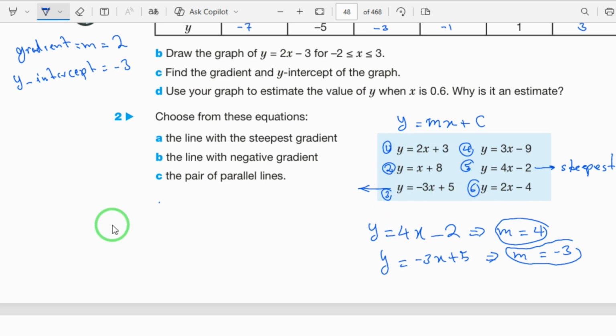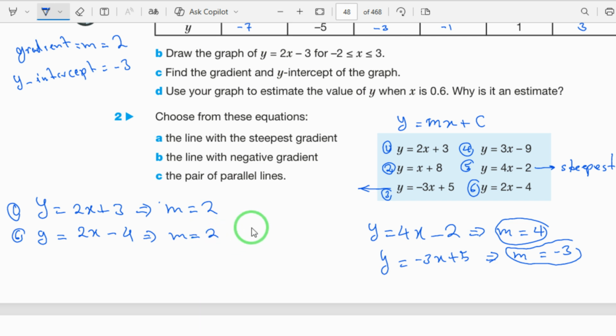These two lines are parallel because the first one we have y is equal to 2x plus 3, and question number 6 we have y is equal to 2x minus 4. So the gradient for the first equation is m is equal to 2, and as well for the sixth equation m is equal to 2. So these two lines are parallel. L1 is parallel to L2.